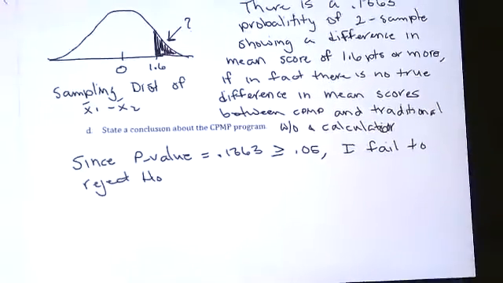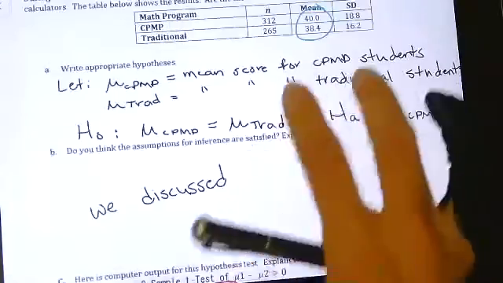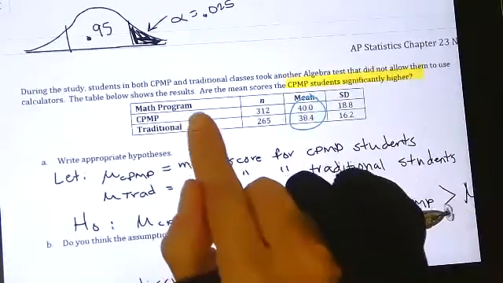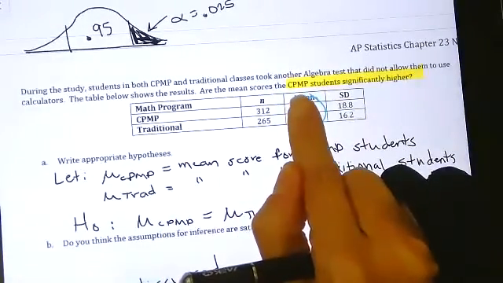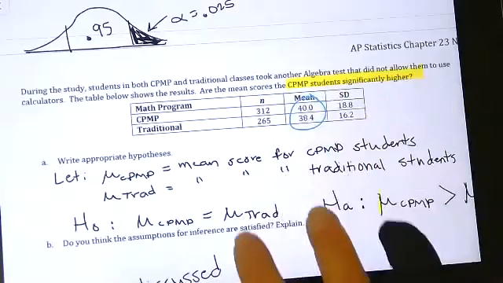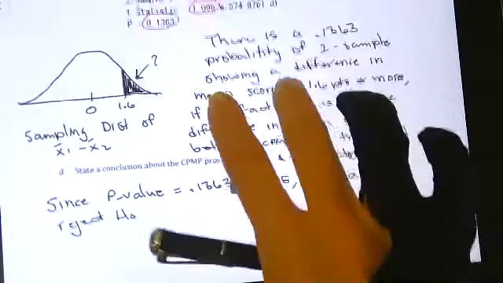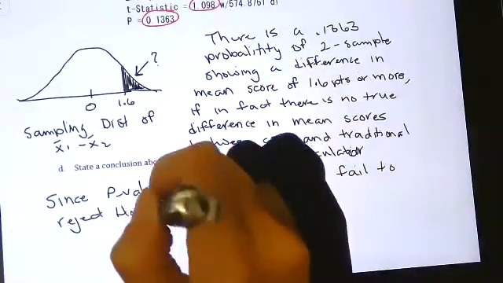And if you fail to reject that null hypothesis, we are saying we do not have convincing evidence of anything. So right here, are the mean scores of the CPMP students significantly higher? We don't have evidence of that. Okay.